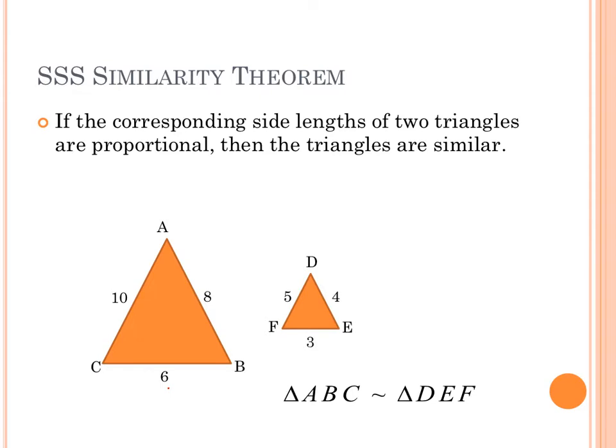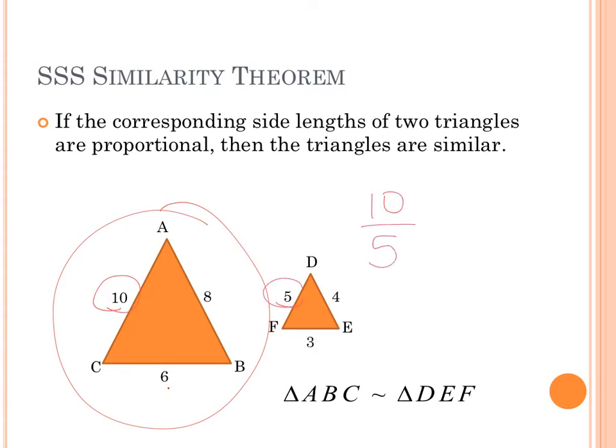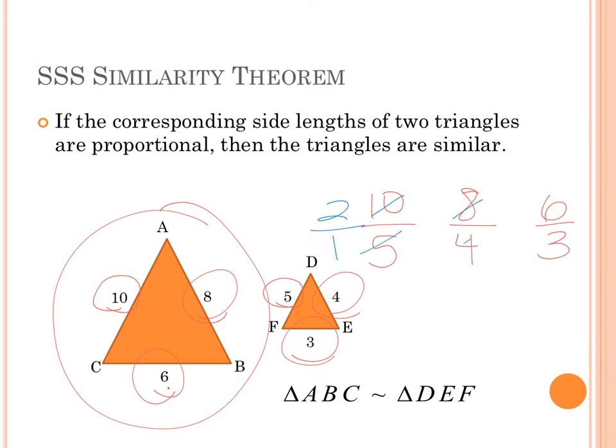So if I take this triangle that's drawn here, and I put the longest over the longest of the small triangle, which would be 10 to 5, the middle length over the middle, which would be 8 to 4, and the smallest over the smallest, which would be 6 to 3. If all three of these fractions reduce to the same, which they do, they're all 2 to 1, then I can say that all the side lengths are proportional, and these triangles are similar. So triangle ABC would be similar to triangle DEF, and the reason is side, side, side similarity.